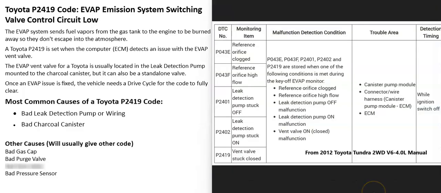Well, vehicles have what's called an EVAP system that takes the gas vapors from the gas tank and feeds them up to the engine to be burnt away so that the gas vapors don't escape into the atmosphere. But when you get this P2419 code, the computer's seeing a problem with one of the components inside of the system, mainly with what's called a vent valve. And so it's going to be troubleshooted to know why.